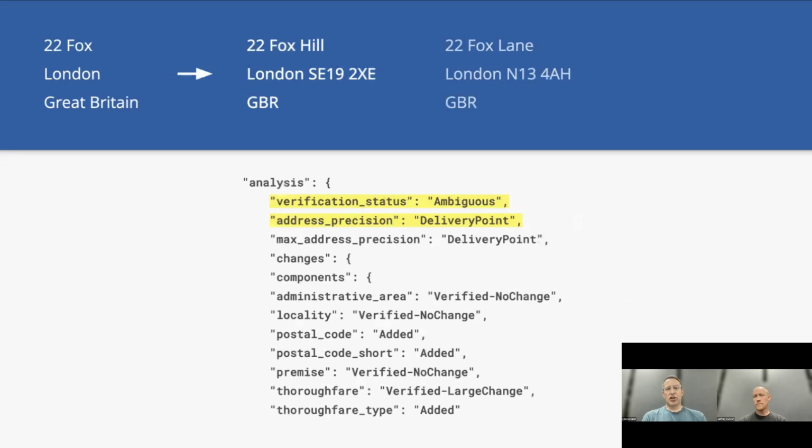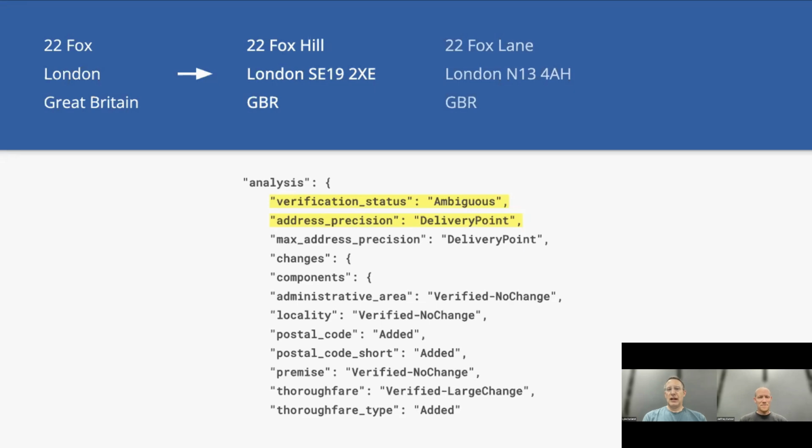In the next slide, I'm going to illustrate what a verification status of ambiguous looks like. Got a new address in Great Britain, 22 Fox in London. With that input, our API is going to give you two address matches. There's a 22 Fox Hill in London, and in a separate location, there's a 22 Fox Lane. Notice the input didn't have a street suffix or street type; we just input 22 Fox. And so we found both, and we don't know which one you meant. They're both really solid matches, so we give them both to you. You'll see a verification status of ambiguous. Remember, ambiguous doesn't mean bad. It just means more than one.